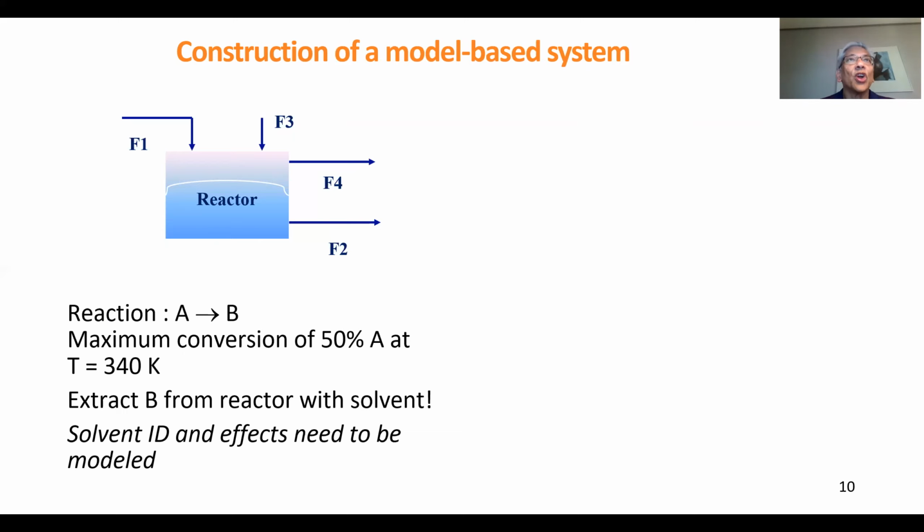So we have to put in a solvent, which is F3, and the solvent will create two phases and will take B away from A. So F4 is the stream that will have only A, and F2 is the stream which will have the solvent and B. And then A can be recycled back. And we can model that. There are two phases. This reaction is occurring, mass coming in, mass going out. We can do the mass and energy balance and develop the model.